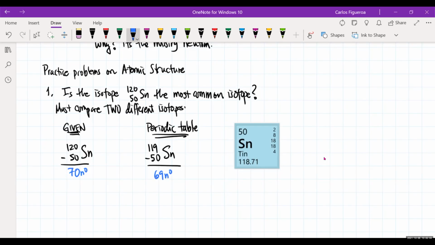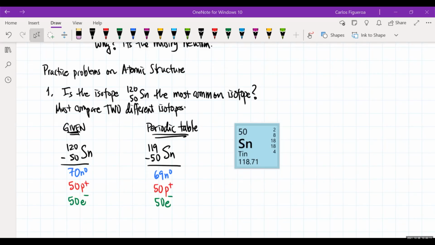You could see right away that the isotopes are already different, because what determines the isotope? The number of neutrons. But both of these are tin. Why? Because they both have 50 protons. But since all of these are neutral, I should have 50 electrons in each case here. Now, which row is it in? Let's go look at the periodic table.